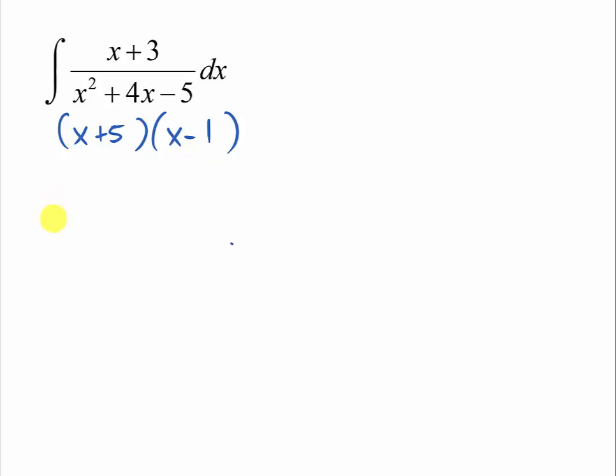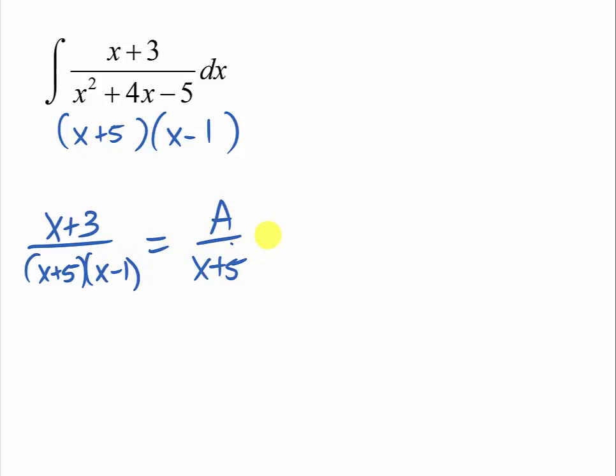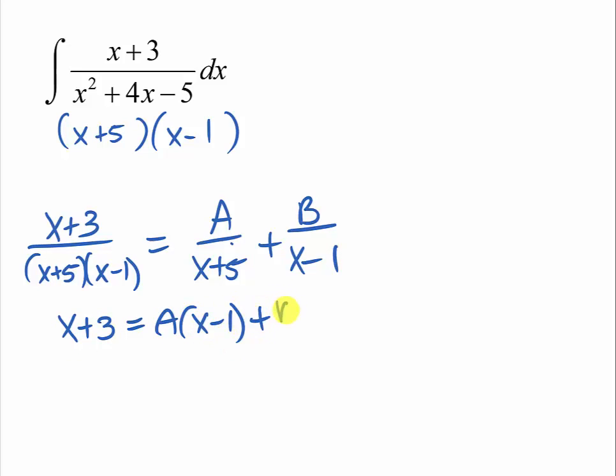So I'm going to write it down here. I've got x plus 3 over x plus 5 times x minus 1. And if I break that down, it'll be something over x plus 5 plus something else over x minus 1. Okay, we're going to clear that of fractions, so that's going to be x plus 3 equals a times x minus 1 plus b times x plus 5.